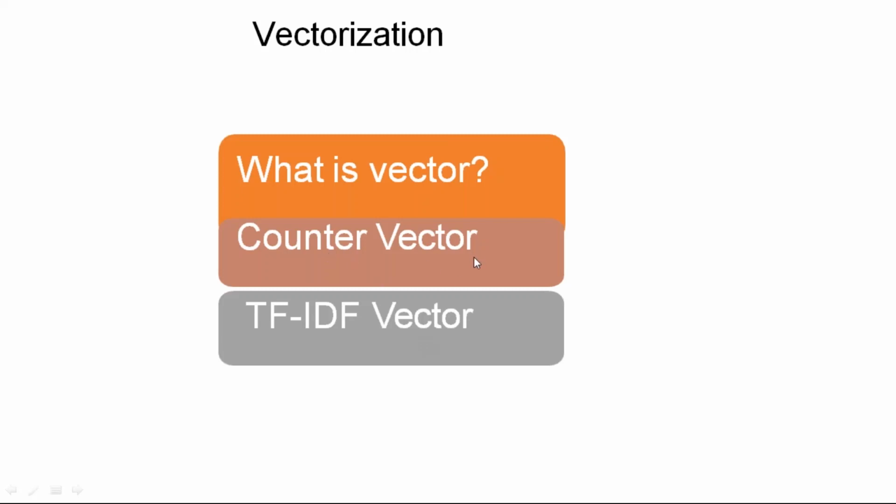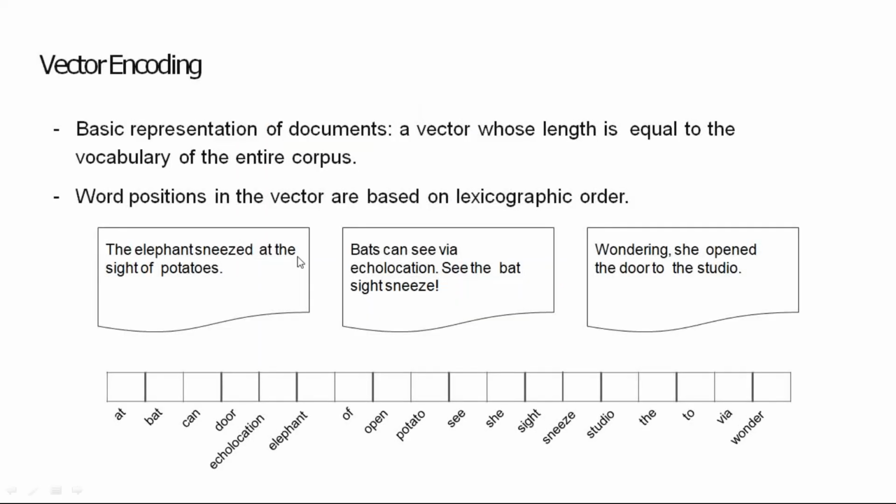This counter vectorization can be attained through a bag of words model. Using a bag of words model, we can attain this count vector, and later we will have a TF-IDF vector. We will see the differences, which vectorization works very well when we are fitting it as an input to a machine learning classifier.